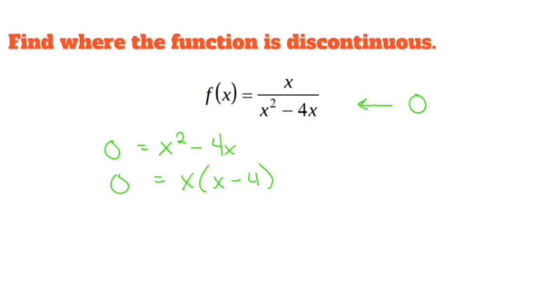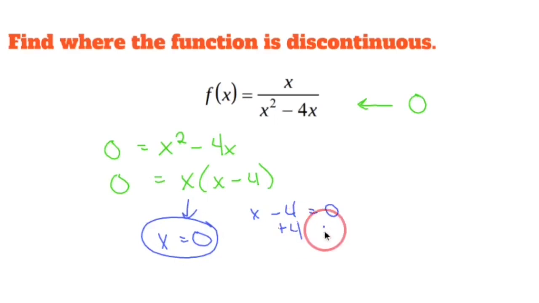Now what I do is I use the zero product property. I set each factor equal to 0. So x equals 0 and x minus 4 equals 0. Now when I set this regular x equal to 0, I'm done with that part. There's nothing to do here. x equals 0. Over here I can add 4. So x equals 4. And those are my two points where my function is discontinuous, also known as the points of discontinuity.